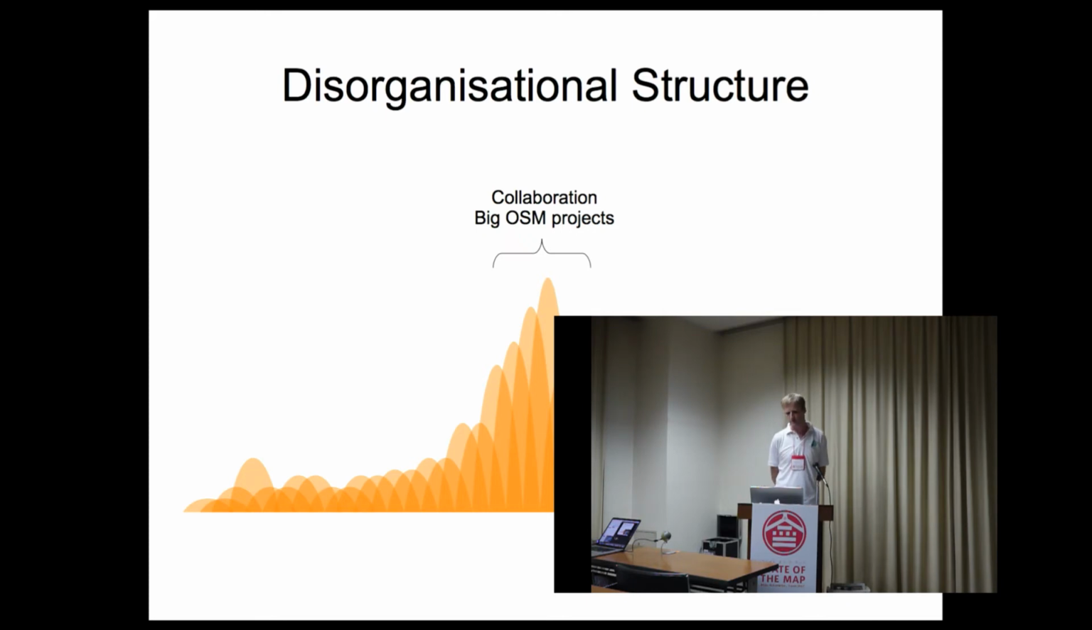So in the middle of this diagram, I've tried to represent the big OpenStreetMap projects, so the code base of the core of OpenStreetMap, but also things like the iD editor and the JOSM editor. And here you've got people really collaborating, but it's all volunteer based, and you can't necessarily rely on somebody to implement the feature that you want implemented.